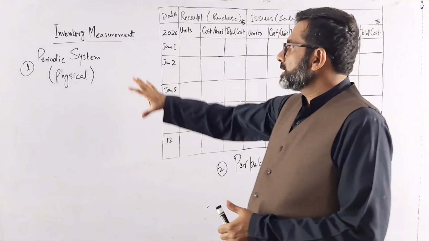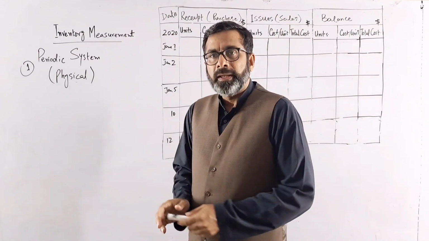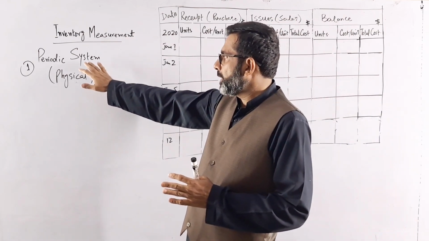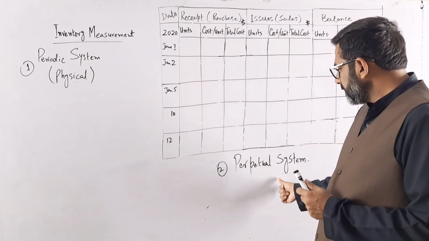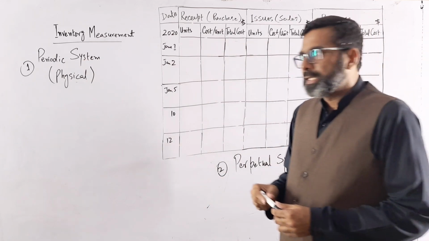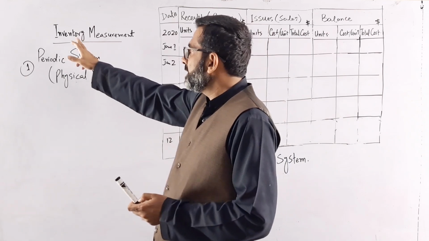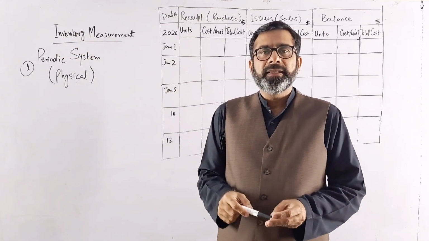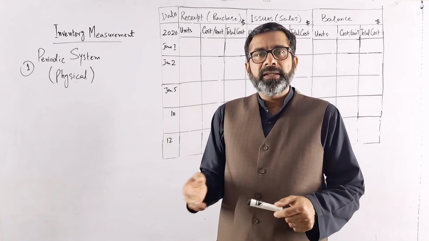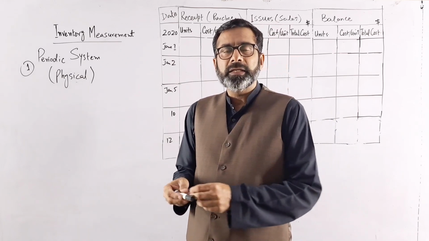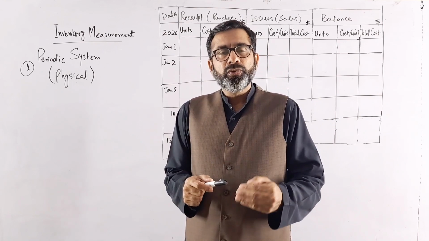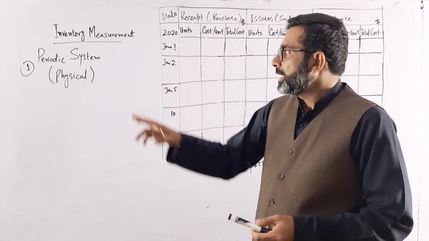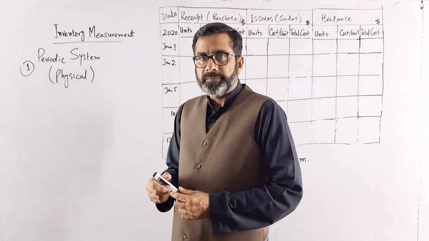Today we are going to discuss inventory measurement, and in inventory measurement the two main concepts, the periodic system and the perpetual system, will be discussed. First of all, we have to understand the meaning of inventory. Inventory is basically any material that is purchased for resale, or any material that is purchased to be used in production or in providing services to the customer. So that will be considered as inventory.